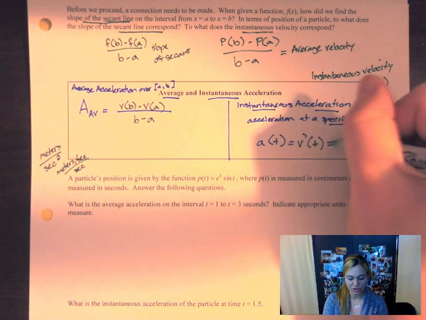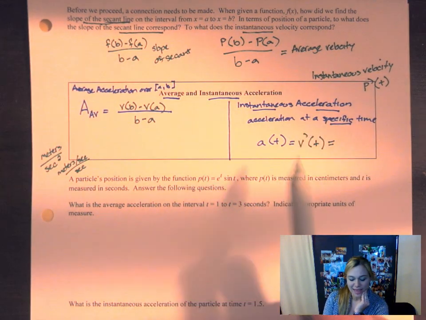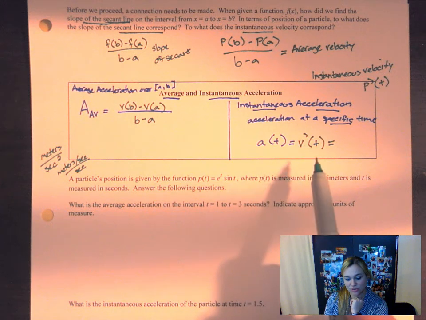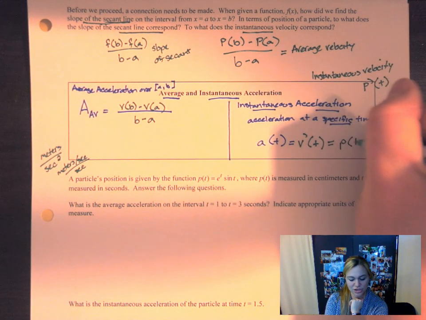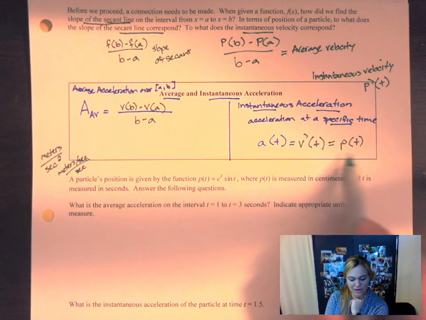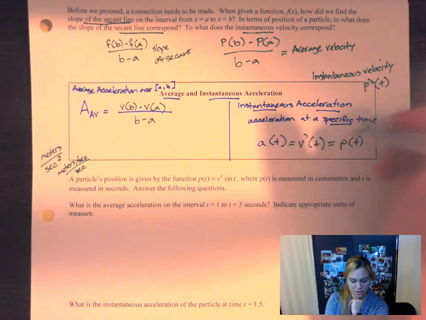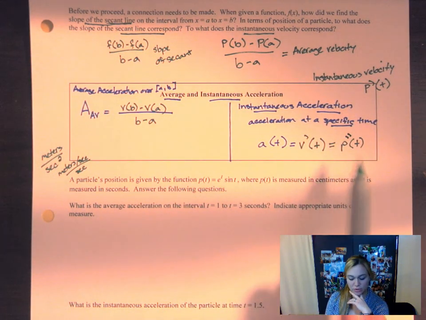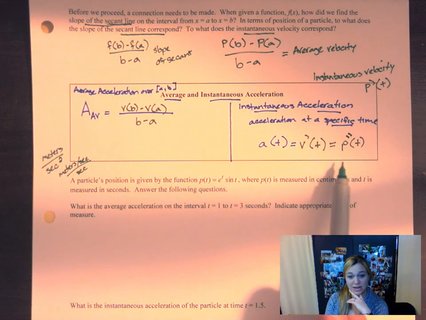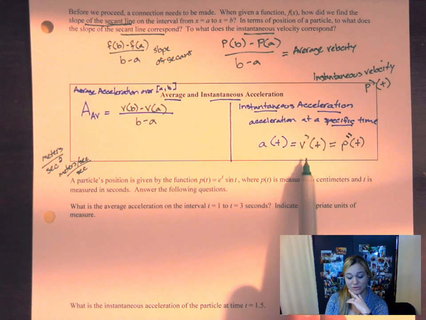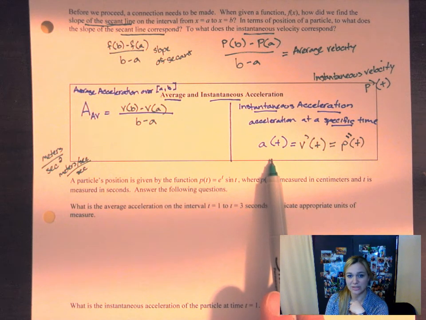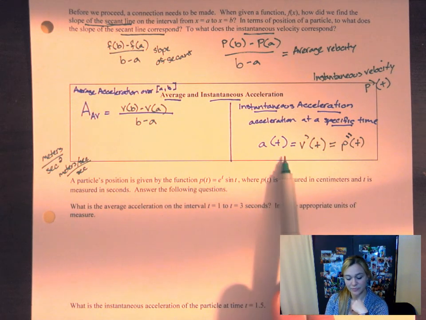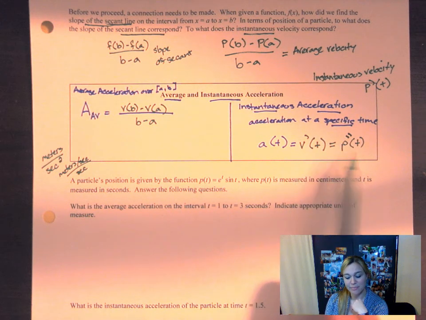Let's do one more connection now. If a of t, acceleration, is the derivative of velocity, what was velocity the derivative of? Position. But hold on, this is v prime of t, acceleration. So if I go backwards, let's say I have position and I took the derivative, I get velocity. If I take the derivative of that, I get acceleration.